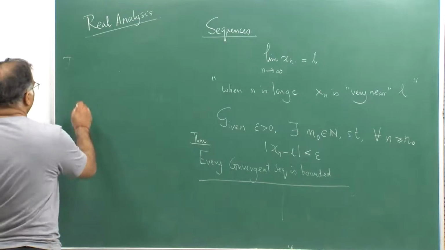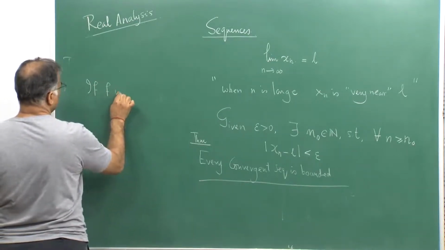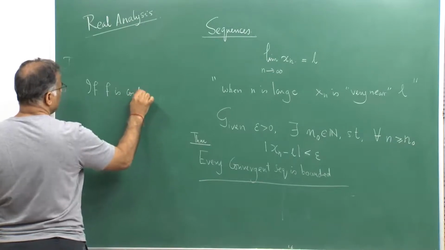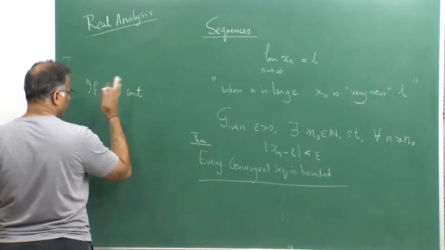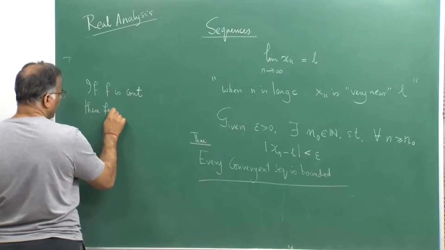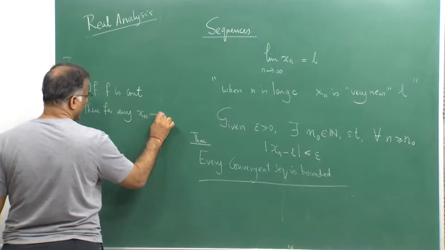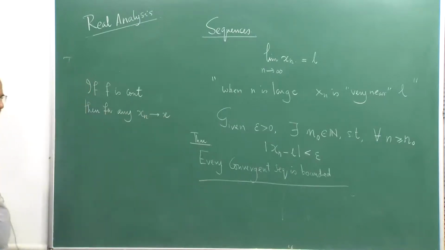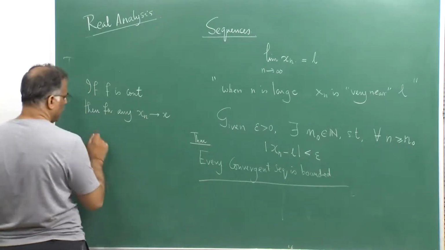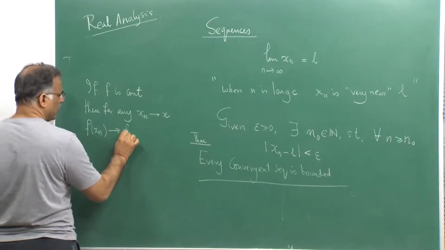So, if f is continuous, say from Rn to R, then for any xn going to x, f(xn) must go to f(x).